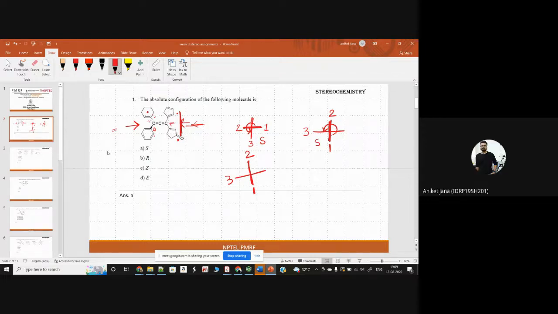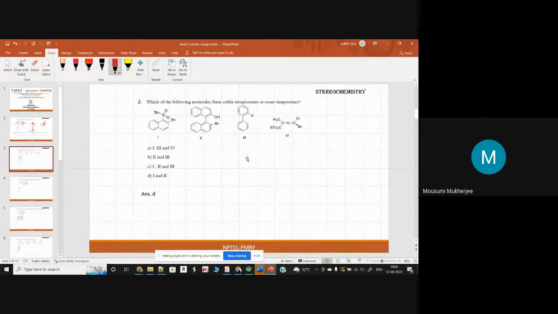Okay, then going to the next question. Which one of the polymers will give a stable atropisomer at room temperature? At first, tell me what is atropisomerism. Any knowledge or any idea about atropisomerism?